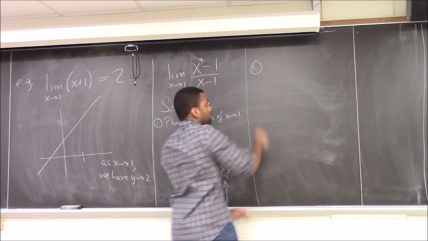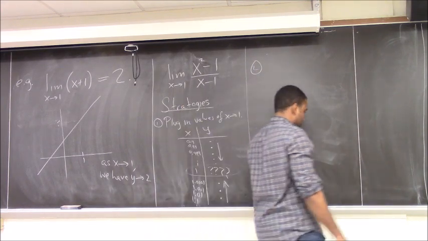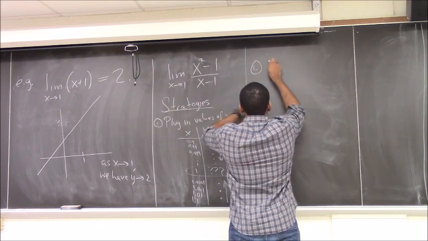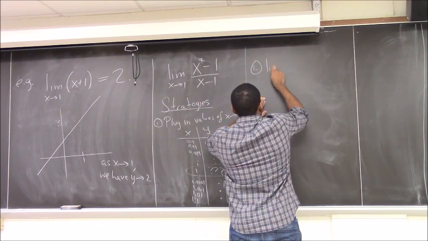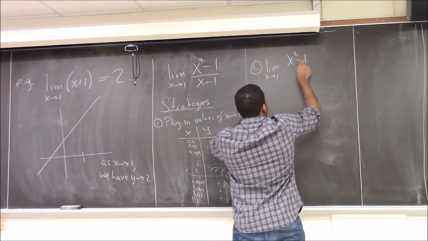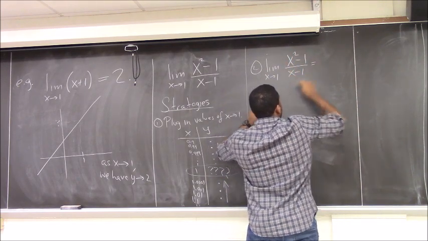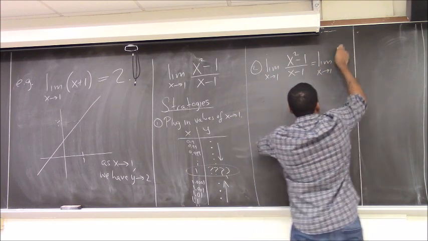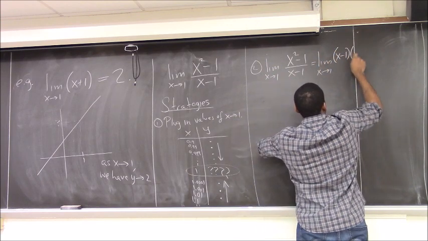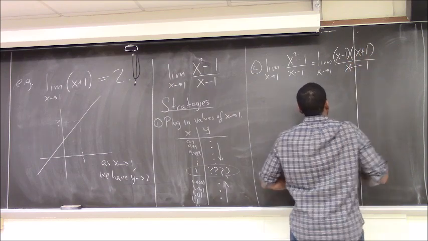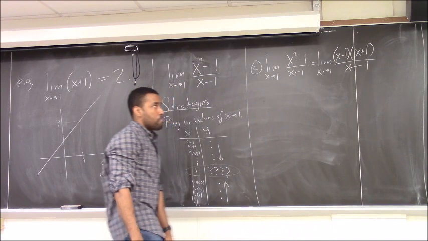Another strategy is to actually, again, do as he said and factor. Notice that the limit of this guy here is equal to, I can factor this, so let's just do that. So that would factor as that.